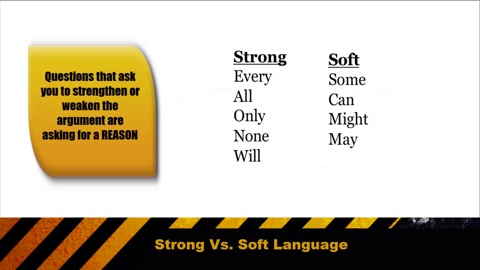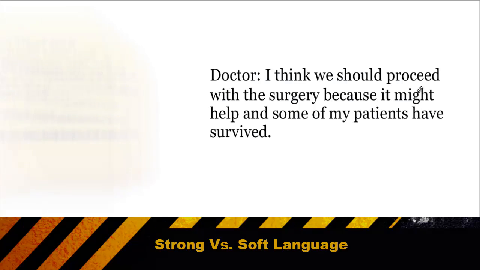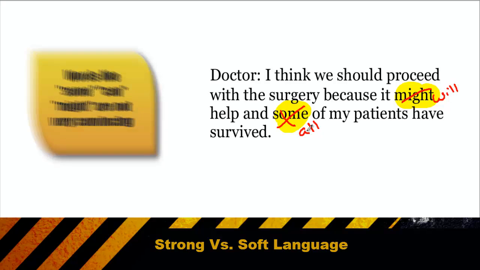So the golden rule is that if a question asks you to weaken or strengthen an argument, they're asking you for a reason, which means you want strong language in your reason if possible, and you want to avoid soft language. You can imagine that if you went to a doctor and he said, "We should have the surgery because it might help, and some of my patients have survived," you're probably not going to agree to the surgery. You would feel more comfortable if the doctor said, "It will help, and all of my patients have survived." In other words, you feel better with strong reasons and evidence.